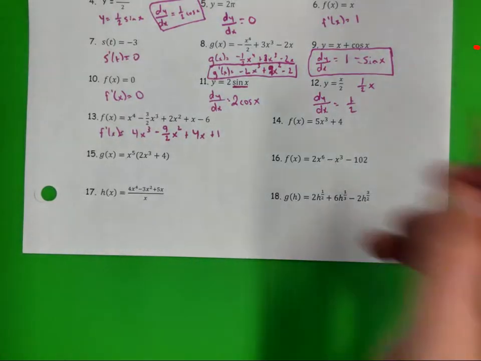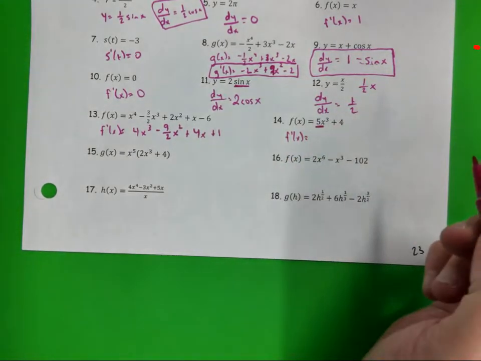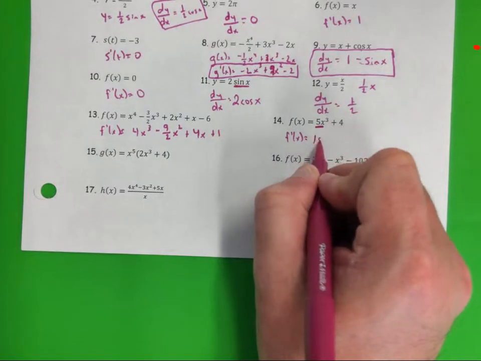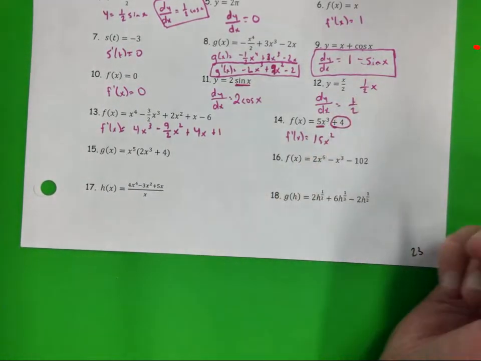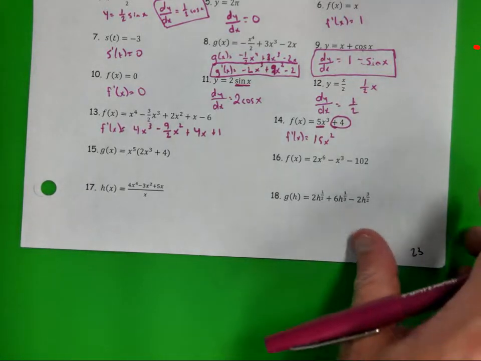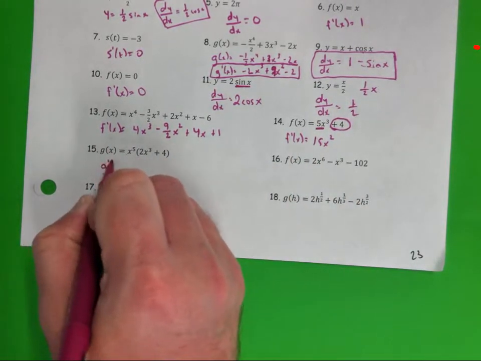Number 14. What would be the derivative of this one, Brendan? Very good. What's the derivative of this one right here, Caitlin? It's 0, so you don't have to put anything down. Very good.